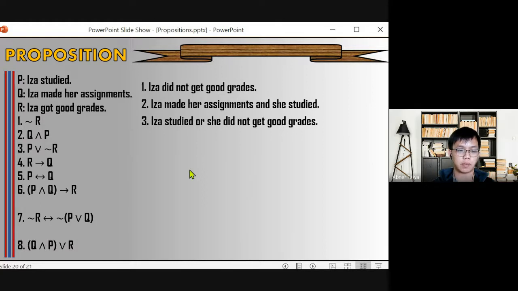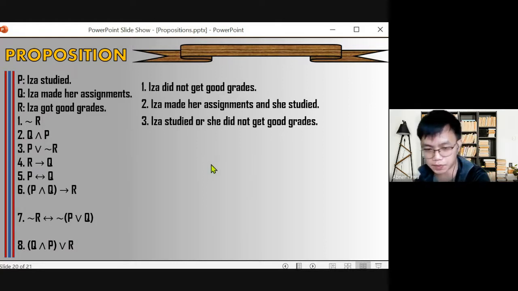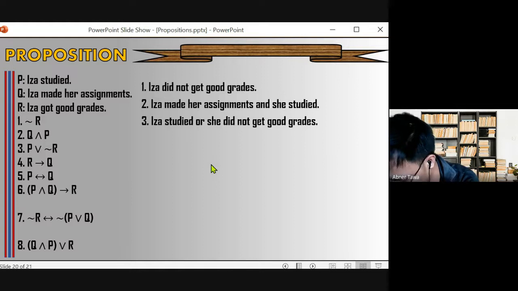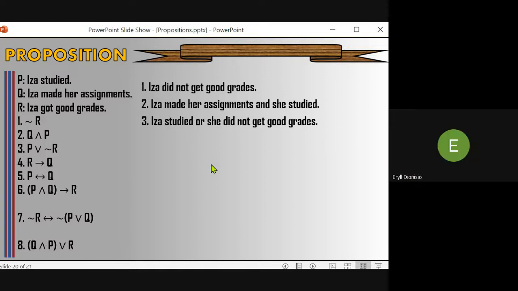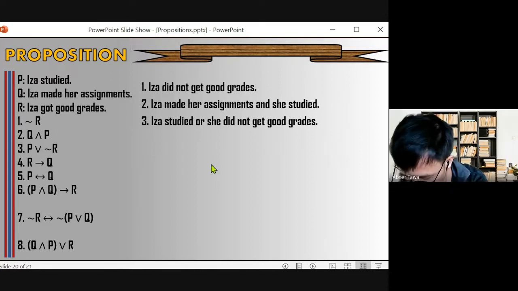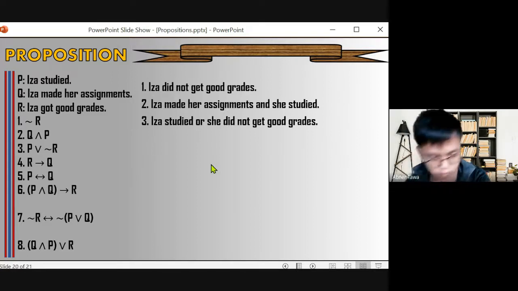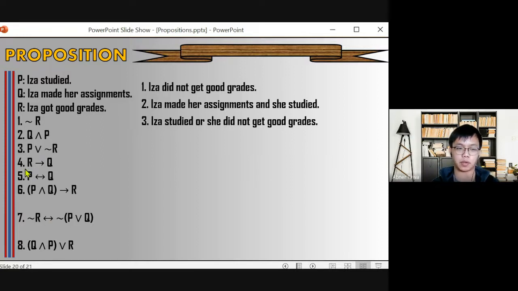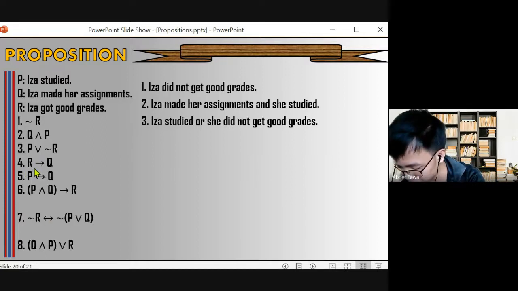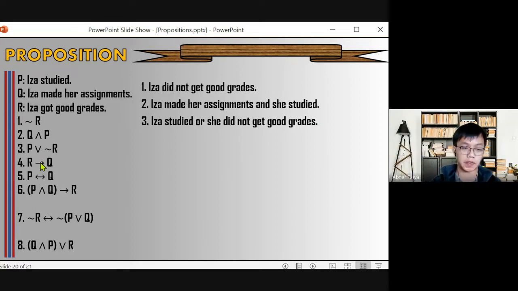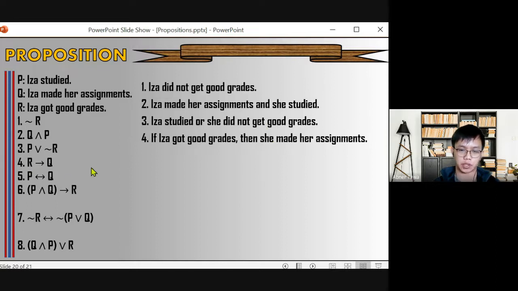Okay, let's have number 4. Miss Junicio. "If Isa got good grades, then she also made her assignments." Okay, so very good. The connective used here is the one-sided arrow, and that is an implication. So our answer is correct: if Isa got good grades, then she made her assignment. So that is for number 4.